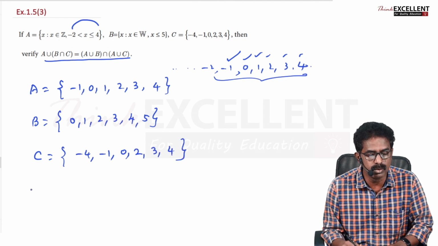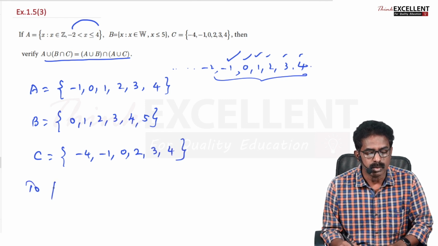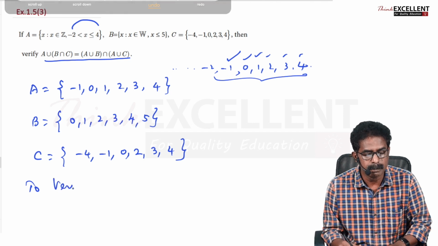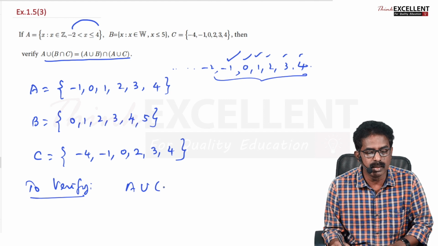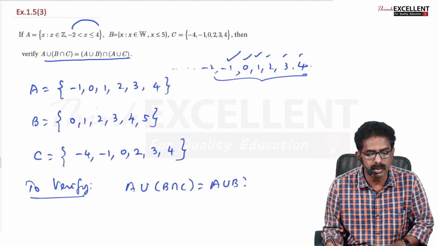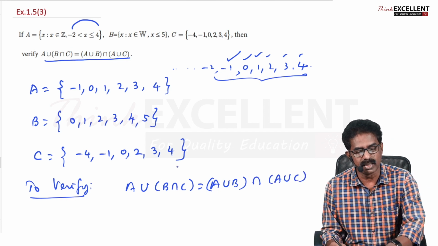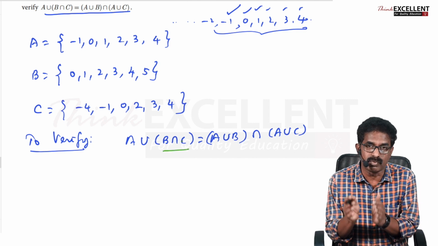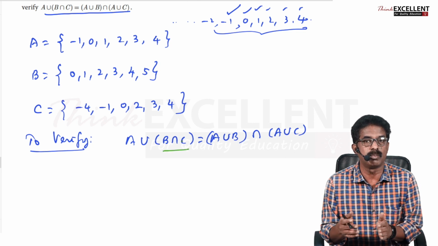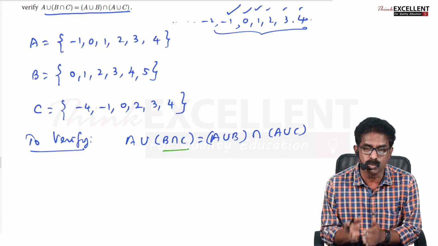So what they asked to verify here is A union (B intersection C) equals (A union B) intersection (A union C). Very easily you can do that. First you find the term inside the bracket. What is that? B intersection C. Then find A union (B intersection C). That answer you take as 1.